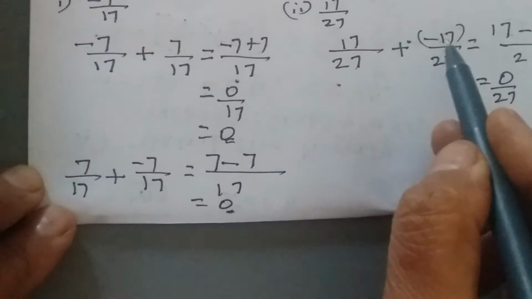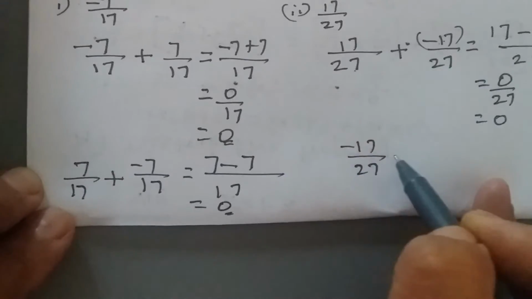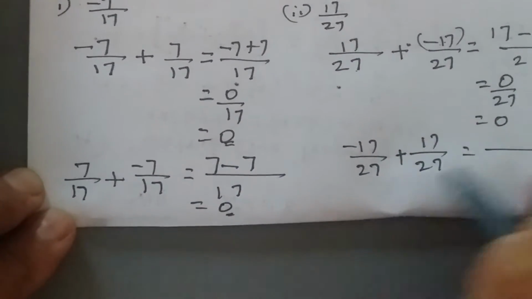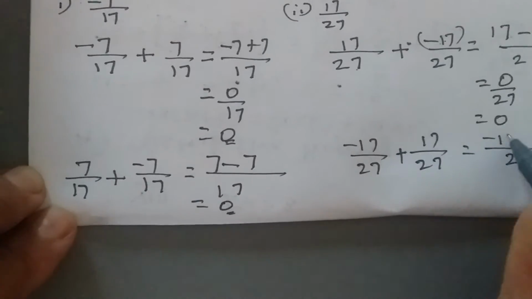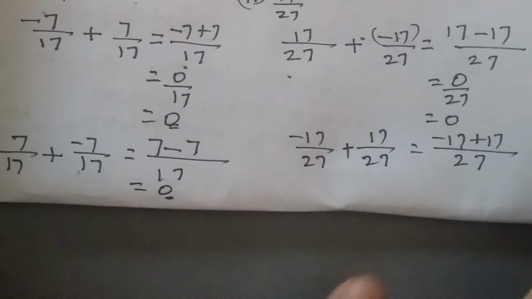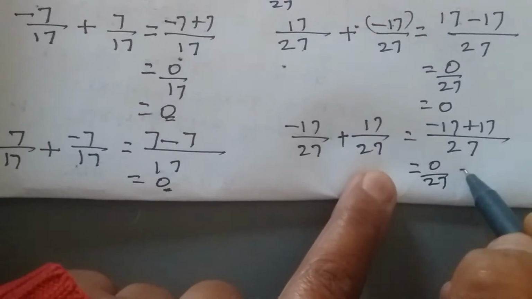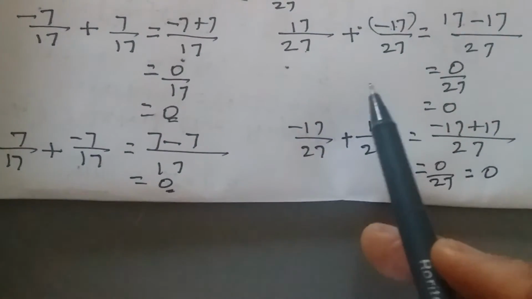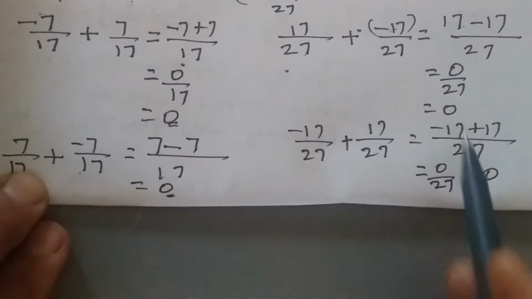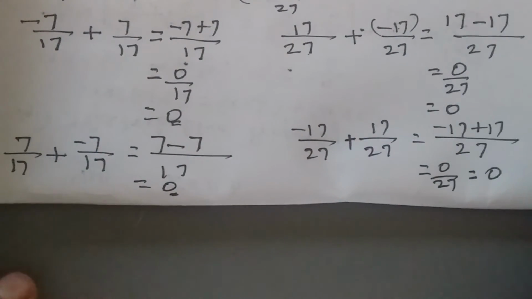Now the other way around. Write the additive inverse first: minus 17 by 27. Add it to the given number, 17 by 27. Both denominators are the same, so the numerator is minus 17 plus 17. Signs are different, so subtract and put the sign of the greater number. That is 0 by 27, which is 0. So whether you add a number to its additive inverse or the additive inverse to the number, we get 0 as the answer. So the additive inverse property is true for both the given numbers.